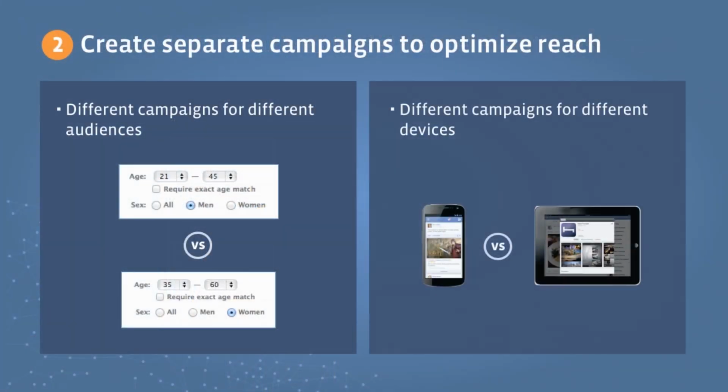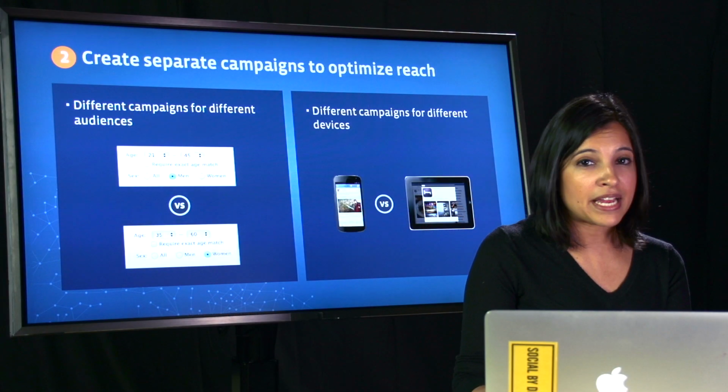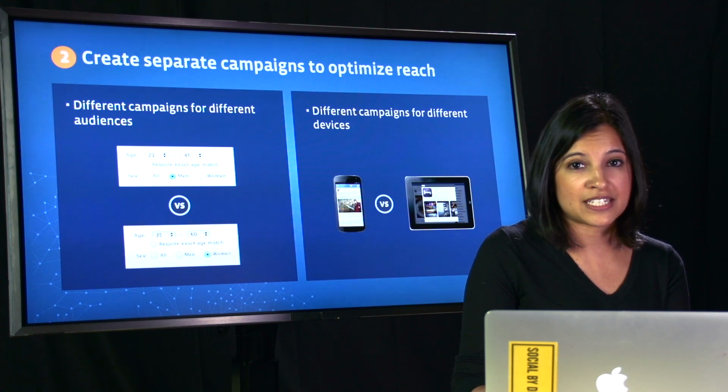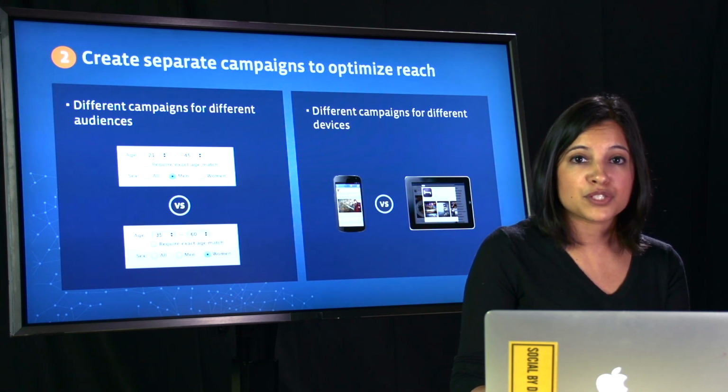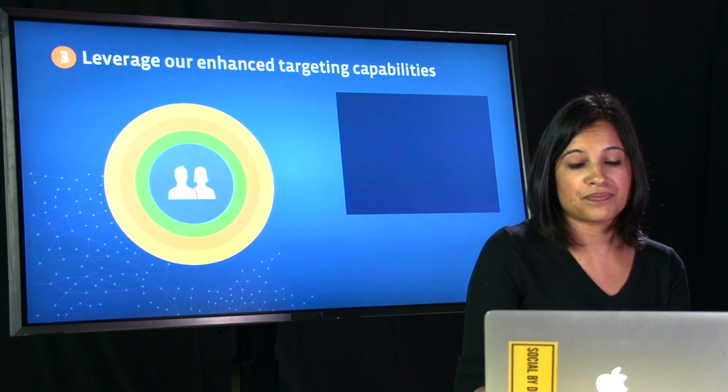This similarly holds true for devices too. With mobile app install ads, you can reach people on iPhone, on iPad, on Android devices, and you can reach people in different versions within these devices. So in order to make sure that you are getting reach within each of the devices, create separate campaigns when you're targeting the different devices.